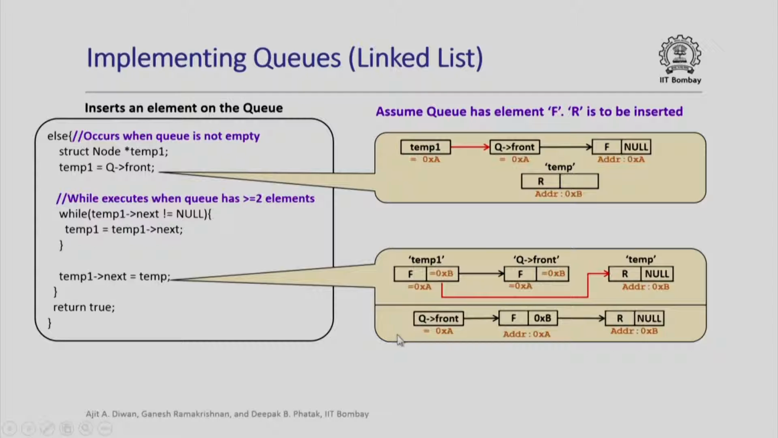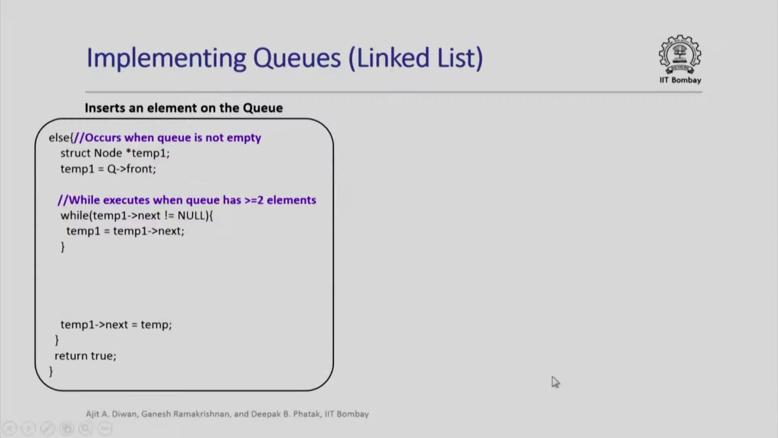In the end, notice what will happen to the linked list. Queue front will point to f as is required, but now this pointer in this node will actually point to r. So effectively the new element r has been inserted at the end of the queue as is required. Let us examine when there are more elements than one in the queue and we wish to insert an additional element.